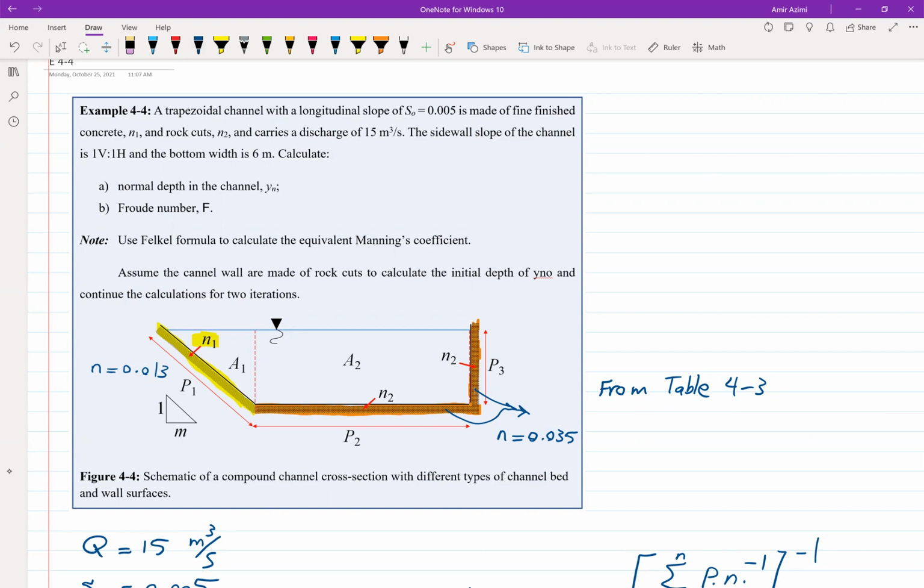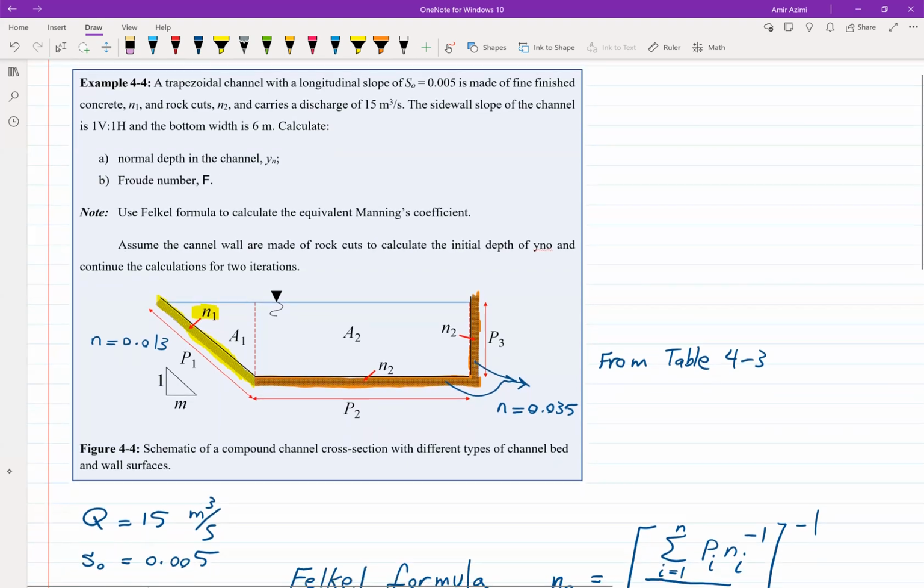Okay, so the channel carries a discharge of 15 cubic meters per second, and the sidewall slope of the channel is 1 vertical to 1 horizontal. So here m is equal to 1. And the bottom width is 6 meters. So B0 is 6 meters. So we need to calculate the normal depth and Froude number.